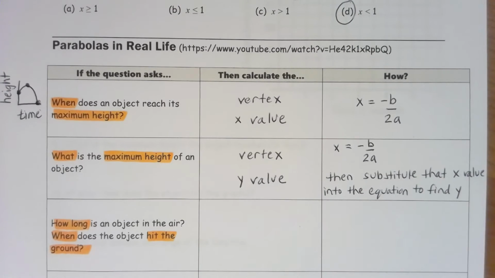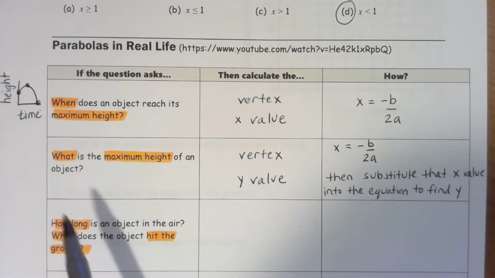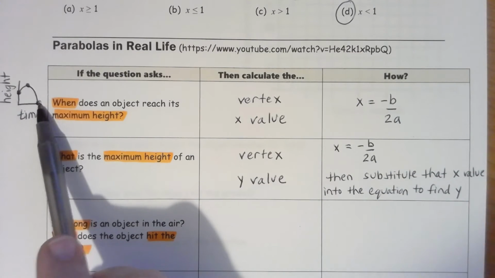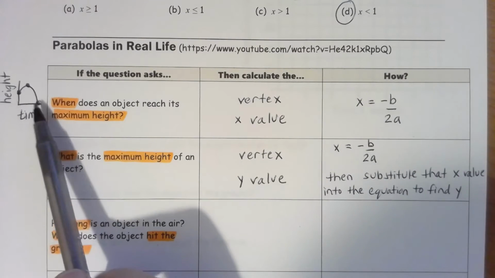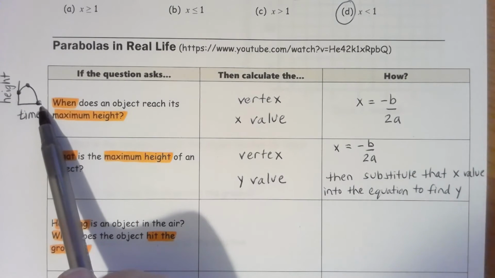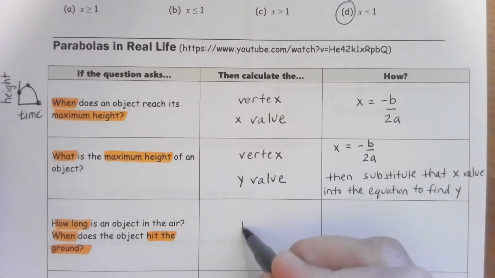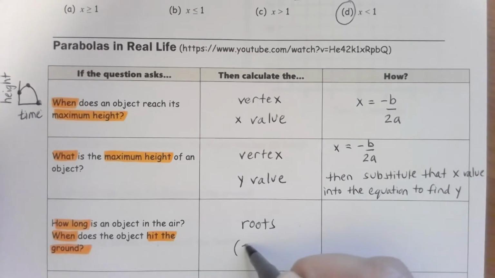Okay, how long is an object in the air? When does the object hit the ground? So how long and when is talking about the time. So we're looking for the x values. And when it hits the ground, we're looking for this spot, which is the roots or the zeros of the graph.